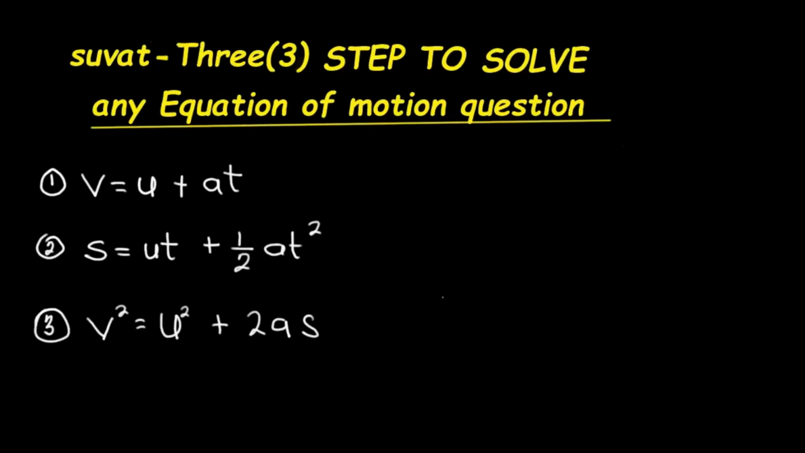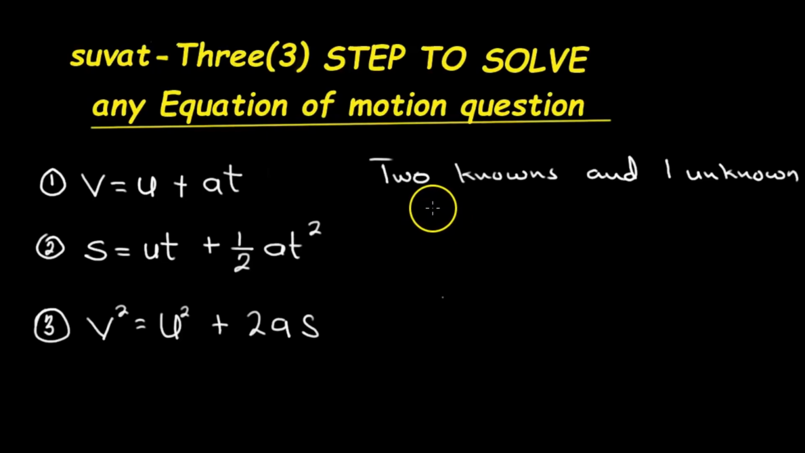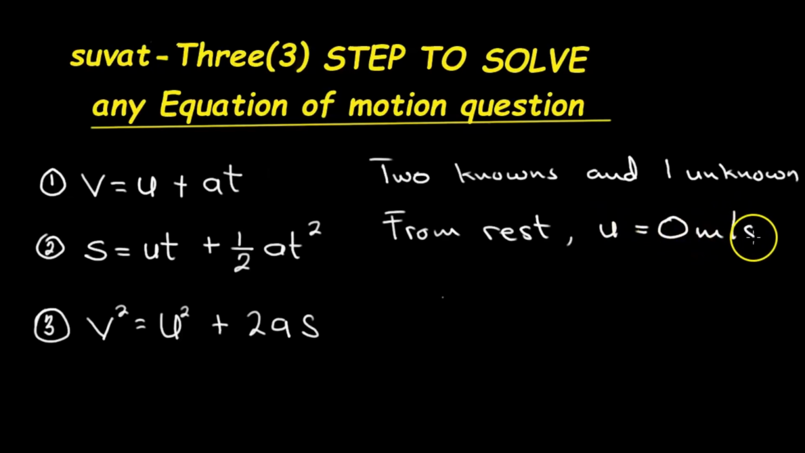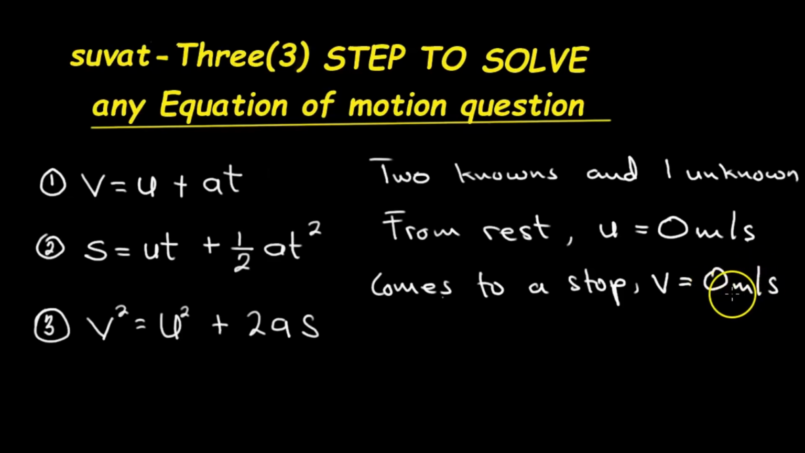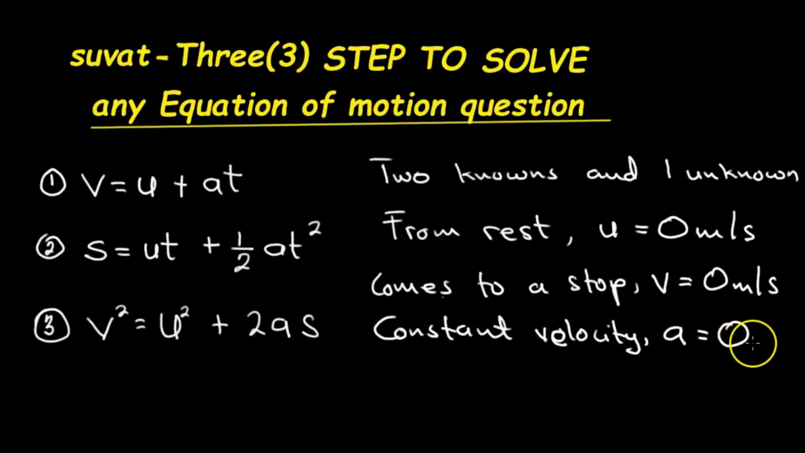Sometimes you get stuck with only 2 knowns and 1 unknown. It isn't that the others are not there, but probably you are not realizing it. They are being embedded in certain phrases. Phrases such as from rest. Anytime you hear from rest, it means that initial velocity is equal to 0 meter per second. Or when you hear comes to a stop, this also means that final velocity is equal to 0 meter per second. And then lastly, anytime you hear constant velocity, it means that acceleration is also equal to 0 meter per second squared. So you may have 2 knowns, you have to look out for these phrases as well.